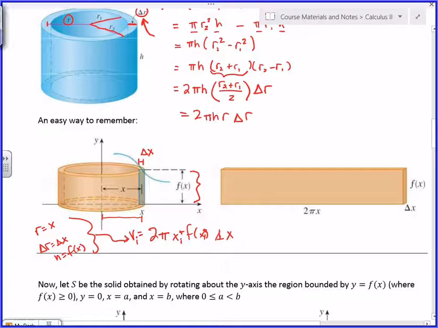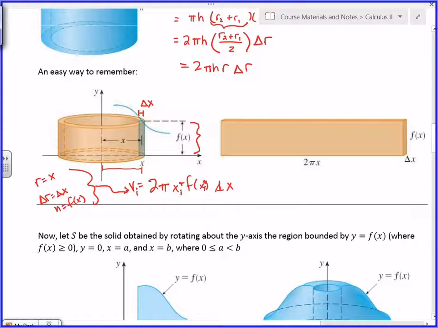Okay? And so what I'll then have is basically I've got to remember this formula. Instead of pi times the outer radius squared minus pi times the inner radius squared, that's what you did for the disk and the washer method. Now what you're going to do is you're going to find the cylindrical shells, and you're going to do 2 pi x f of x dx.